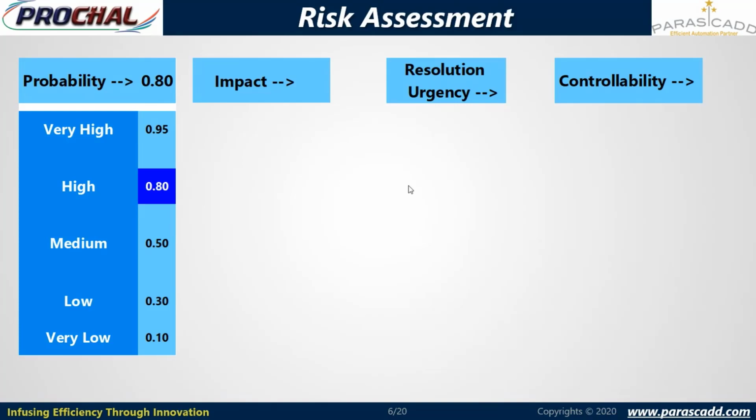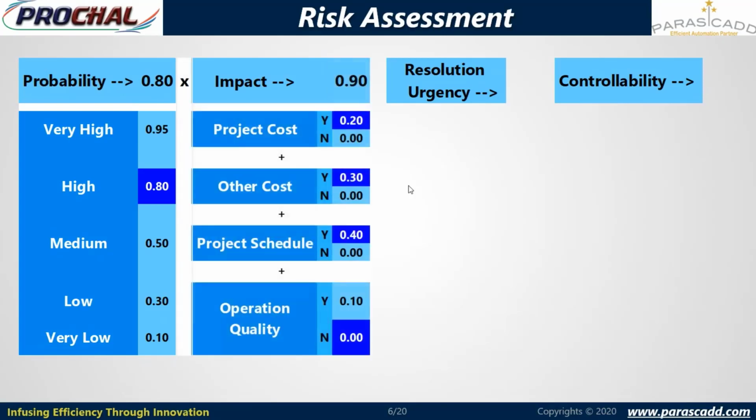Each value has a different weightage, that is 0.95 for very high, 0.80 for high, 0.55 for medium, 0.30 for low, and 0.10 for very low. So we can select any of those. Currently we have selected high, just for example.